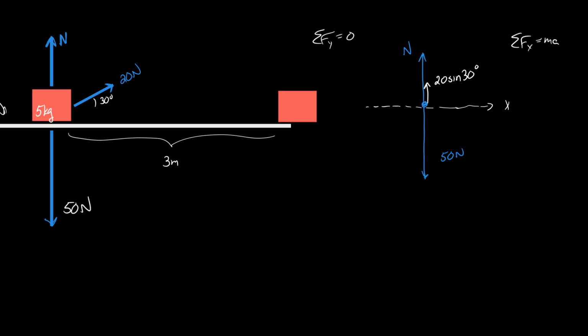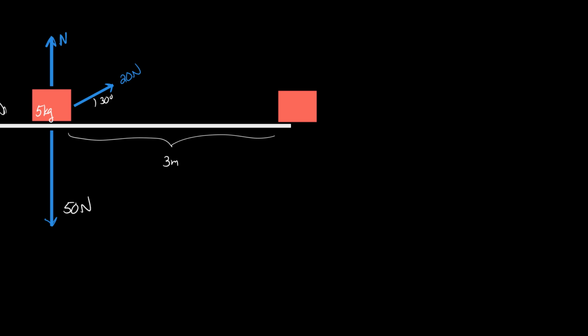And then I'd say normal plus 20 sine 30 minus 50 equals 0. Do you see where I'm going with this? Yes. All right, well, 20 sine 30 is 10. 10 minus 50 is negative 40, so normal must equal 40 newtons. You see what I got? Okay. Thank you for asking.